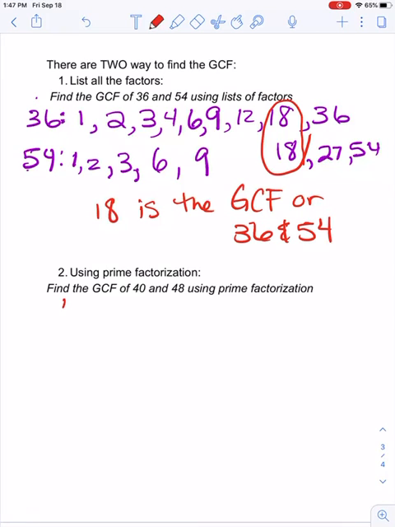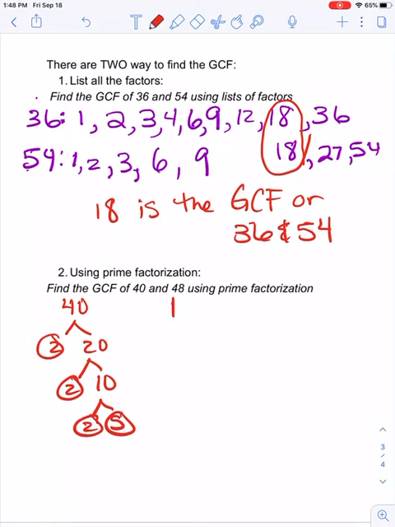Let's try it the way I think is easier. Okay, we're going to do it this way. 40 is 2 times 20. 20 is 2 times 10. 10 is 2 times 5. Those are all prime numbers. There's nothing I can multiply to get any lower. It's as low as my branches will go. 48, 2 times 24. 24, 2 times 12.